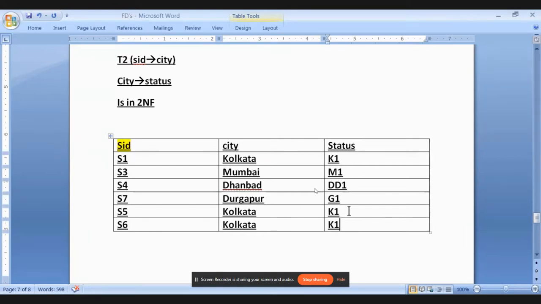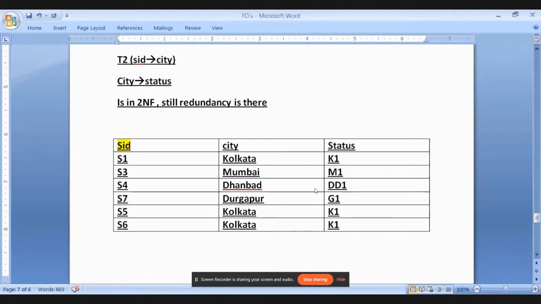But still, I have mentioned for everybody that Kolkata K1, Delhi T1, Dhanbad T1. This is redundant information we are storing in the tuples. So although the table T2 has been converted to 2NF, still redundancy is there.